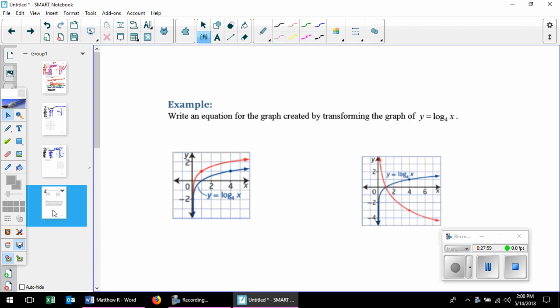So (4, 1) on my original graph transforms to (1, 1).